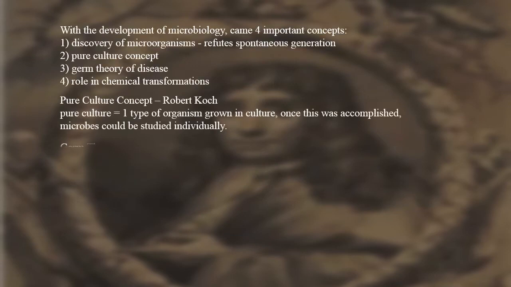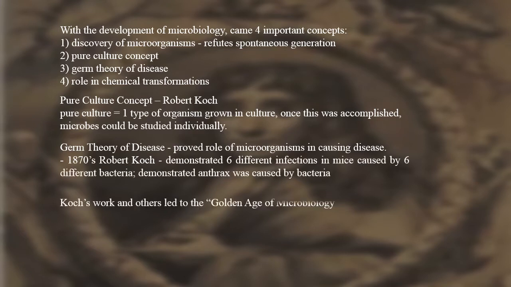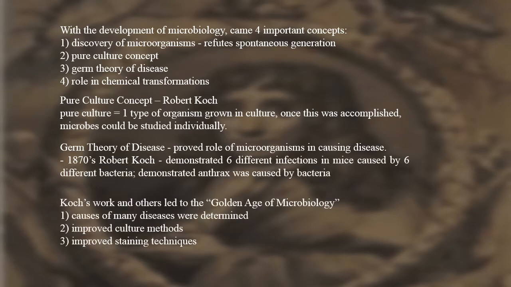Friends, with the development of microbiology, there came four important concepts. First, the discovery of microorganisms and the refutation of spontaneous generation. Second, the pure culture concept, which was introduced by Robert Koch. Third, the germ theory of disease, which proved the role of microorganisms in causing disease. It was put forward by Robert Koch, who demonstrated that 6 different infections in mice were caused by 6 different bacteria, and demonstrated that anthrax was caused by bacteria. Koch's work and others' led to the golden age of microbiology, in which the causes of many diseases were determined, and culture methods and staining techniques improved.